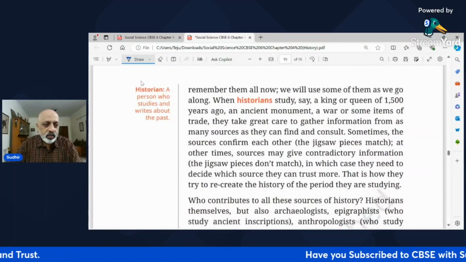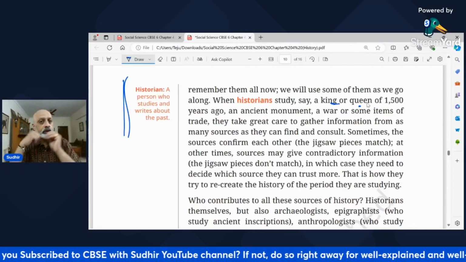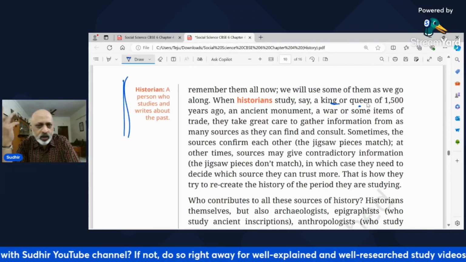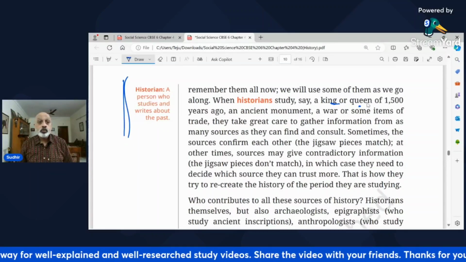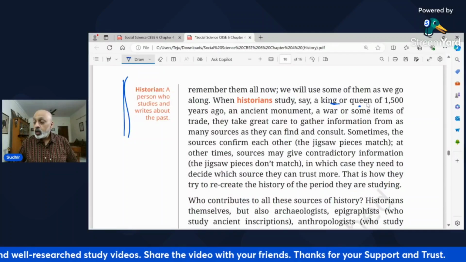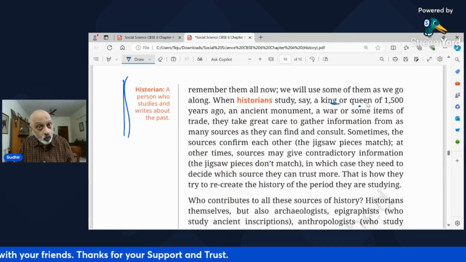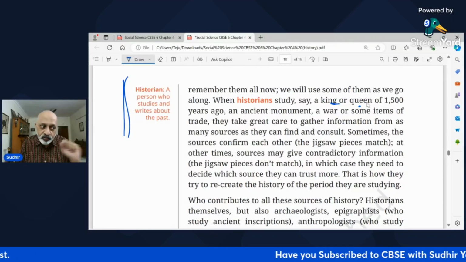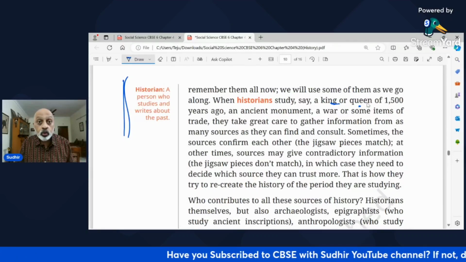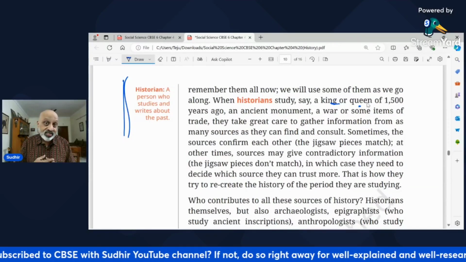Then a historian is a person who studies and writes about the past. Now, historian study, say a king or a queen, let's say Emperor Akbar. Okay, 1500 saal pehle, whatever number of years, or an ancient monument, okay, or a war, you know, this particular Anglo-Maratha war took place. Okay, so you get to know that this is how the East India Company came into India via Surat in Gujarat, right? This is how they came. They started as traders. So unless you know anything about any kind of recorded history, you will never come to know that, oh, this is how the British came into India. हमको तो पता ही नहीं था, right? In the 17th century.